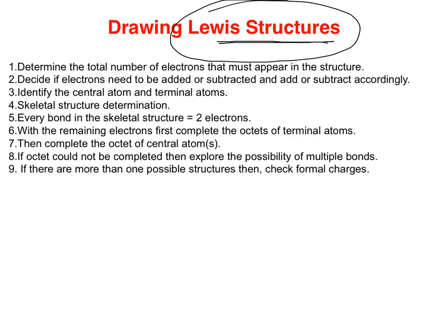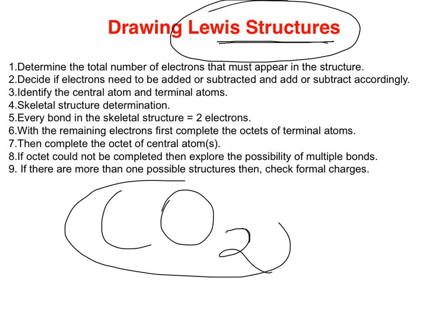We're going to work on drawing the structure of the compound carbon dioxide. We all know this compound. This is the gas that we breathe out, and this is the gas that is used by vegetation. Plants use this. So we're going to learn how to draw the structure of this molecule. The first step is to get the total number of electrons that must appear in the structure.